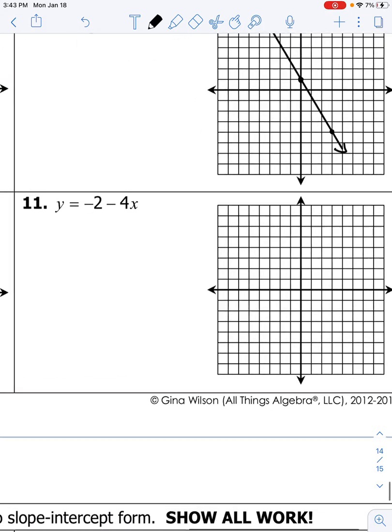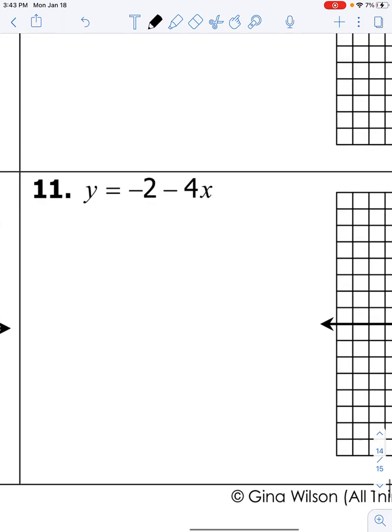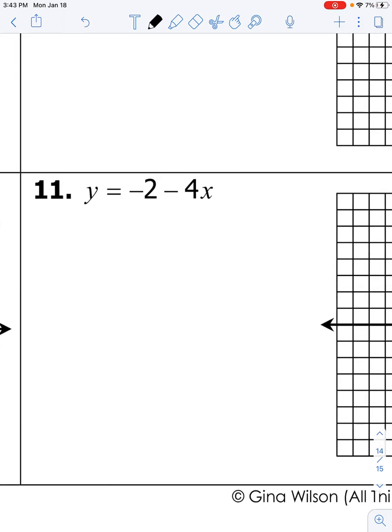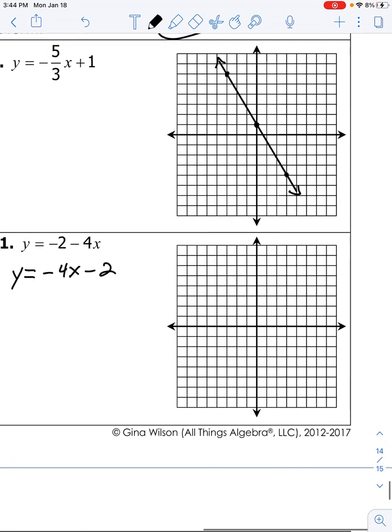And then number 11, the last one right here, don't let this fool you. Okay, all they've done is they've switched the slope and the y-intercept. If you don't like it, you can just switch it back. Just make sure that you keep the sign in front, which are both negative. All right, so it doesn't really affect anything. Pretty simple switch. So we're going to plot negative 2.